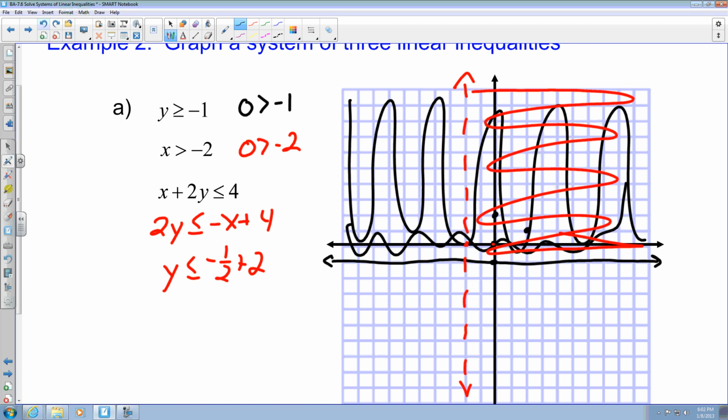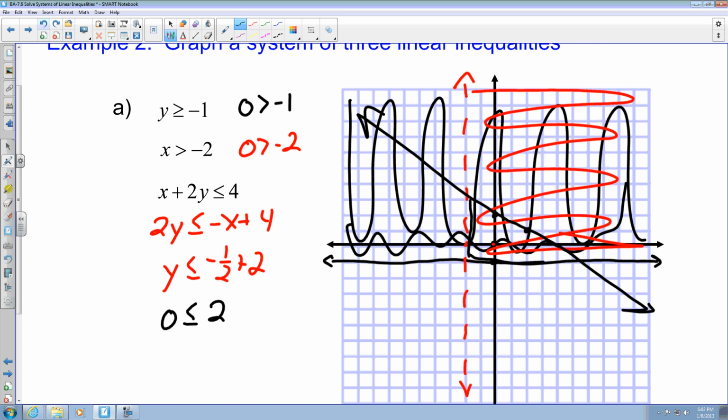So it looks something like this. And my test point, I'm going to use 0, 0, so I go 0 is less than or equal to 2. And yes, that's a true statement. So here's where it overlaps.